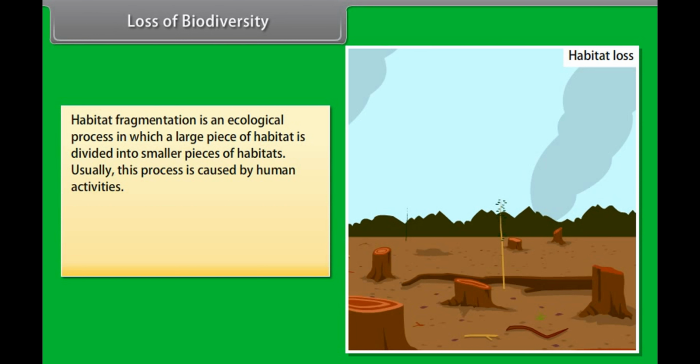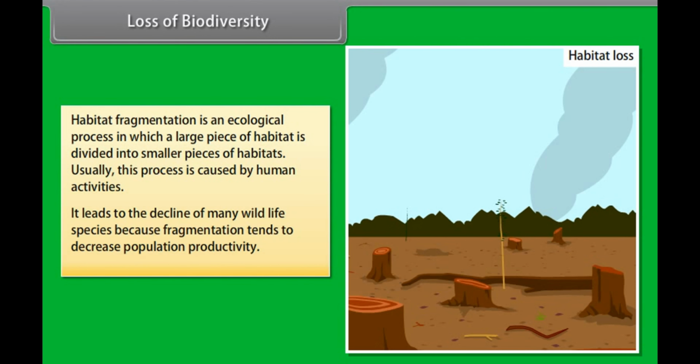Habitat fragmentation is an ecological process in which a large piece of habitat is divided into smaller pieces of habitats. Usually, this process is caused by human activities. It leads to decline of many wildlife species because fragmentation tends to decrease population productivity.